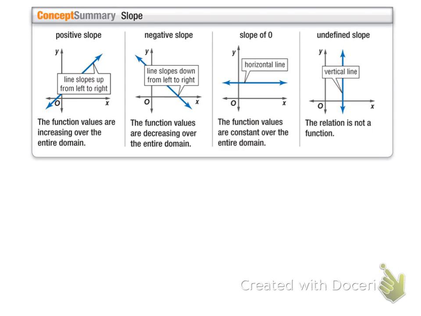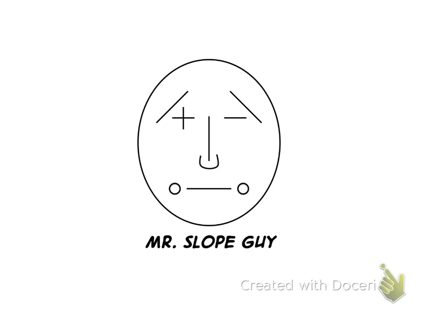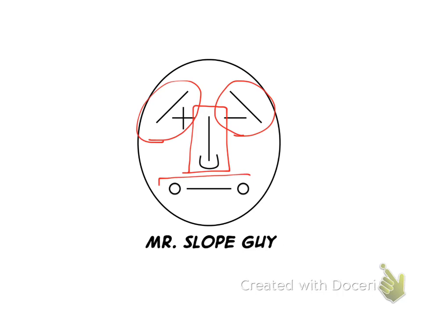Alright, so if you recall when we watched that video last year of the dude skiing, positive, positive, we're going uphill. Nice, negative, nice, negative, we're going downhill. This is 0 fun. Going not uphill or downhill, and undefined, we fall off the cliff. Another little reminder for you, Mr. Slope Guy, we've got the positive, the negative, the undefined, and the nice 0. This is 0 fun.